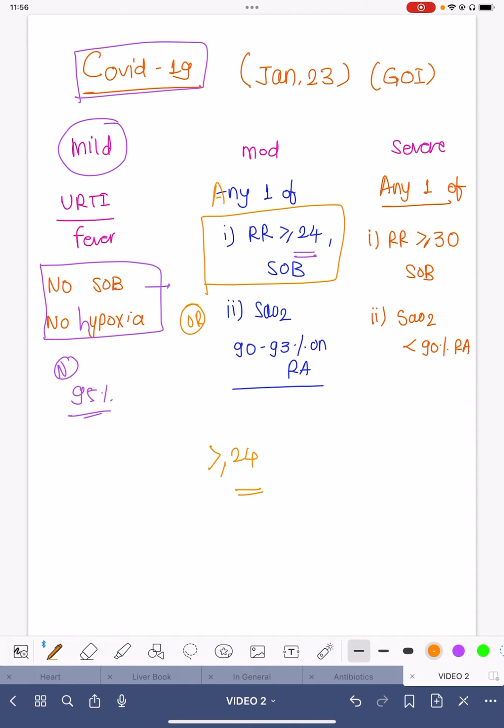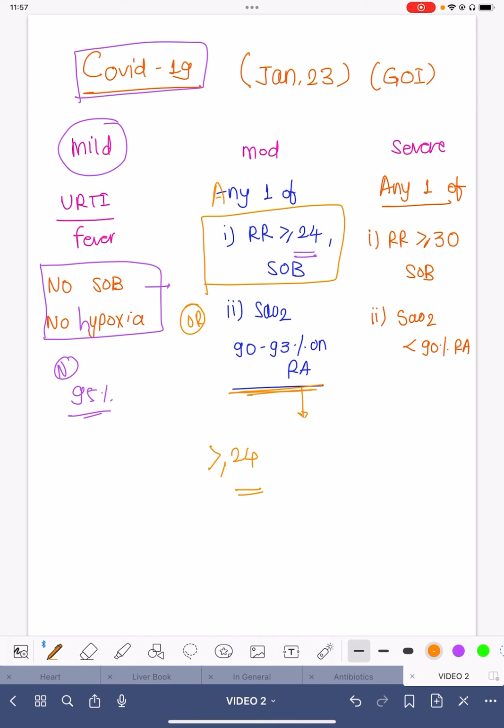COVID-19 illness. Because saturation, if it is 90 to 93, it means that there is automatically involvement of the lungs. Without involvement of the lung, without lung pneumonia, saturation cannot be dropped. So, if saturation is between 90 to 93, it directly means that the patient has COVID-19 pneumonia and there is significant involvement of bilateral lung fields.